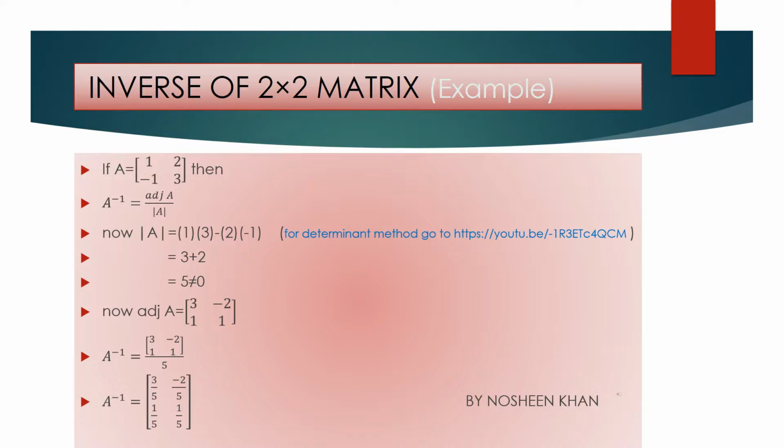Now adjoint of A: first replace the places of 1 and 3 and then change the signs of 2 and minus 1. So 2 is positive, then it will become negative, and minus 1 will change to positive 1. So A inverse is equal to put the adjoint value and then put the determinant value. So A inverse is equal to 3 over 5, minus 2 over 5, 1 over 5 and 1 over 5.